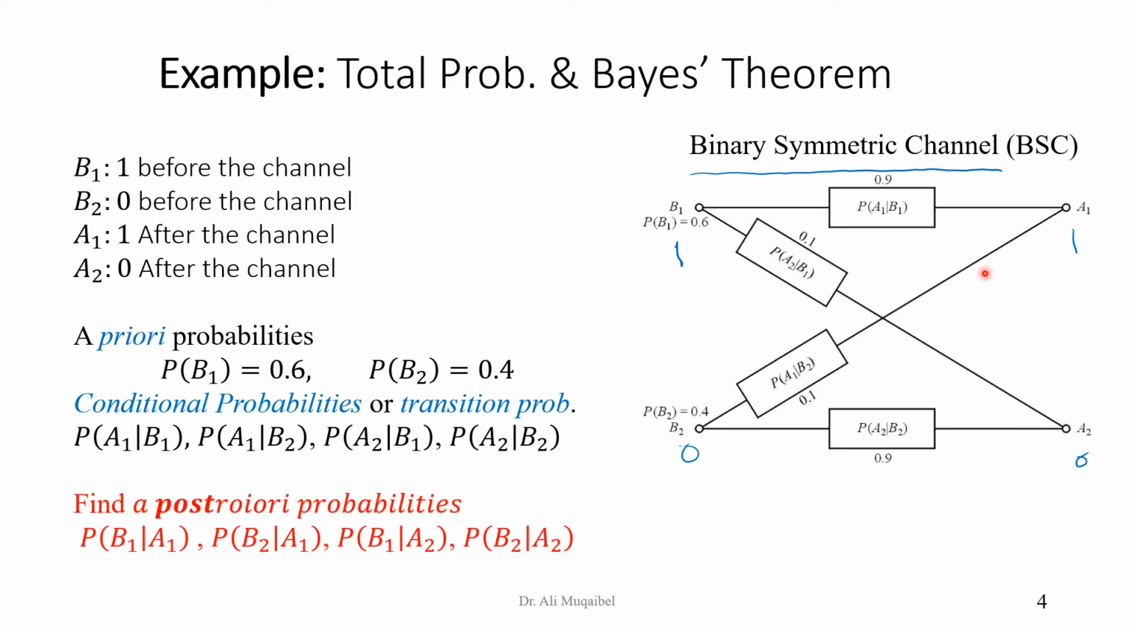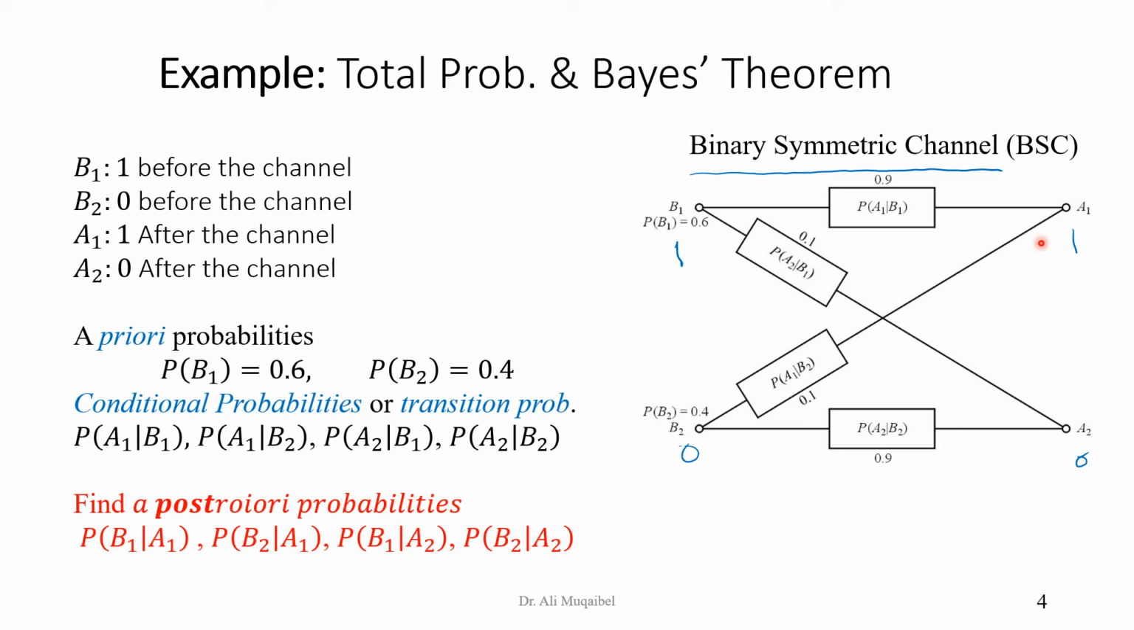He's saying find the a posteriori probabilities, which means I want the probability of B given A, because in real receivers, it's not that we are given B. In real receivers, what we know is the received. We know what we got is 1 or 0, and we want to know what was transmitted. So A is given in a real communication receiver, and you want to know the probability that what was transmitted is B1 or B2, 0 or 1.